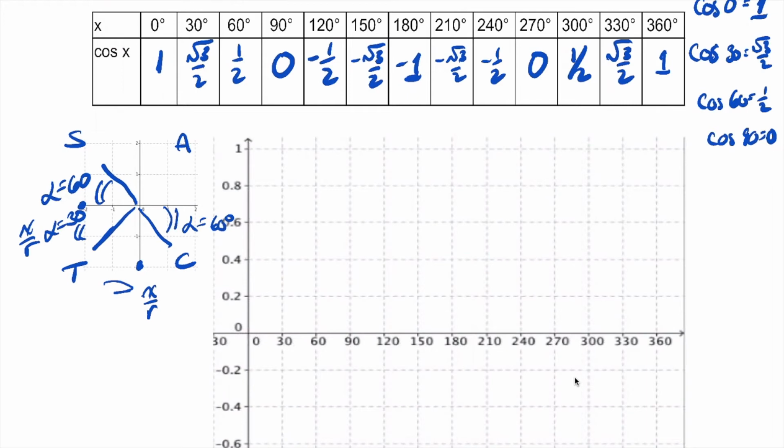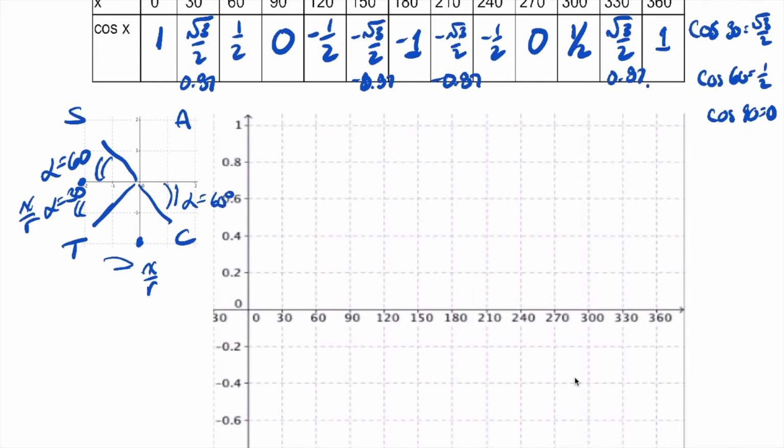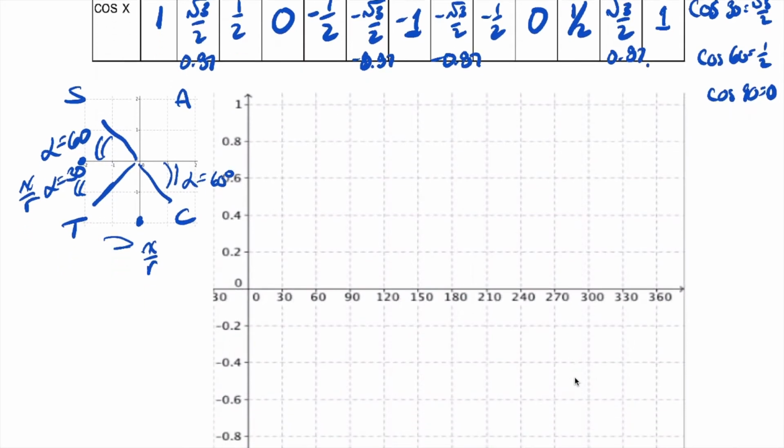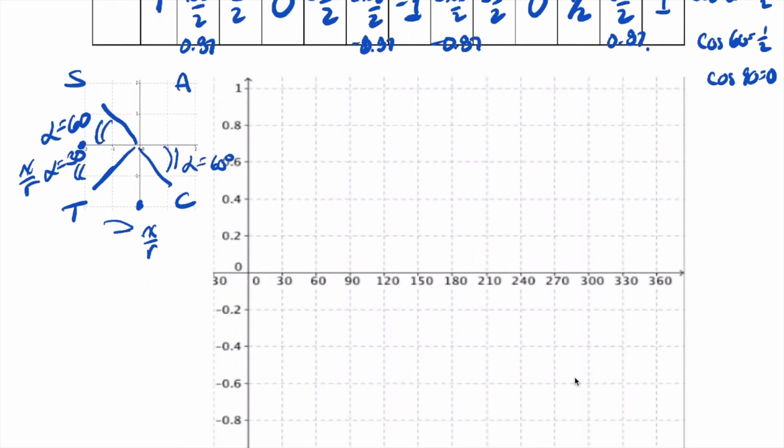And before we graph this, let's convert root 3 over 2, just for my reference. That's 0.87. That's negative 0.87, negative 0.87, and this is 0.87. So let's graph what cos looks like. So here, we're starting at 0. Cos is 1. At 30, cos is roughly about 0.9, so maybe right there. And then we're going to see that cos of 60 is 1/2.